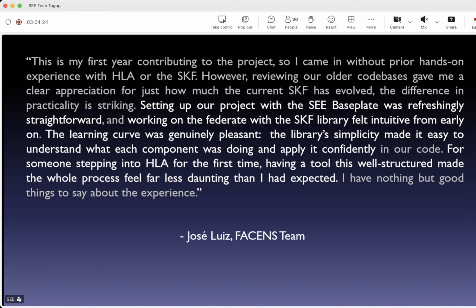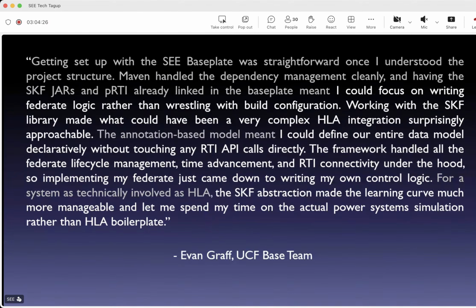Evan Graff from the UCF team said that the abstractions that were provided by the starter kit made the HLA integration very simple. The framework liaises with the HLA API, and you only had to work on the simulation logic and declaratively define the data models. At Brunel, we couldn't be happier to build tools that make modeling and simulation more accessible to users all around the world.